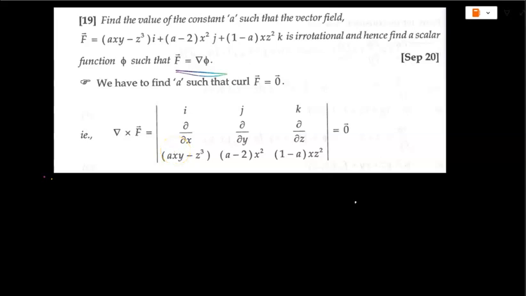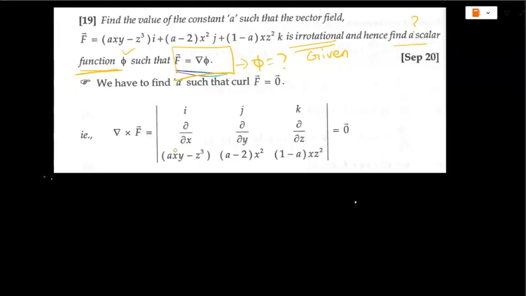In this video, let's see what we mean by a scalar potential or the scalar function phi. It's a continuation of the previous video where we have proved that F is irrotational. Here they have given that F is irrotational and they are asking you to find a. After finding a, we have to use this clue, that is F vector is del phi, and find phi from this clue.